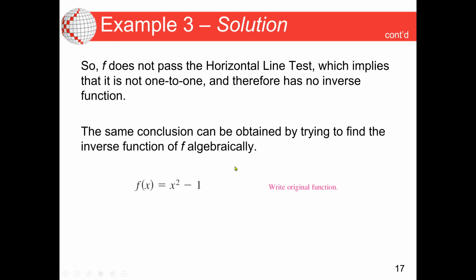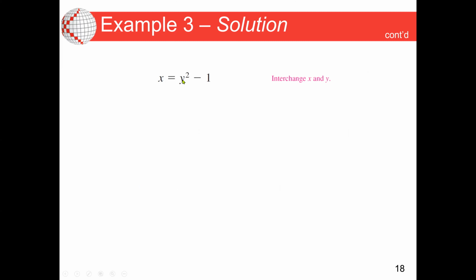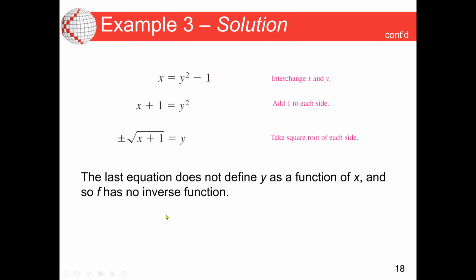And still we can try to find it. So we have f at x equal to x squared minus 1. We want to find the inverse, so we substitute x and y. So we get x equal to y squared minus 1. Then we solve for y. Y gives us plus or minus square root of x plus 1. This means there are some inputs that when I enter the input, I will generate 2 outputs. So that's not a function, because the last equation does not define y as a function of x. And so f has no inverse function.